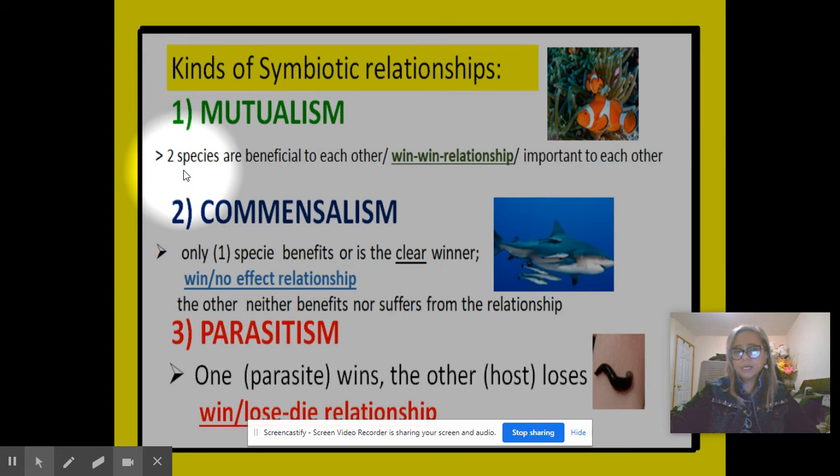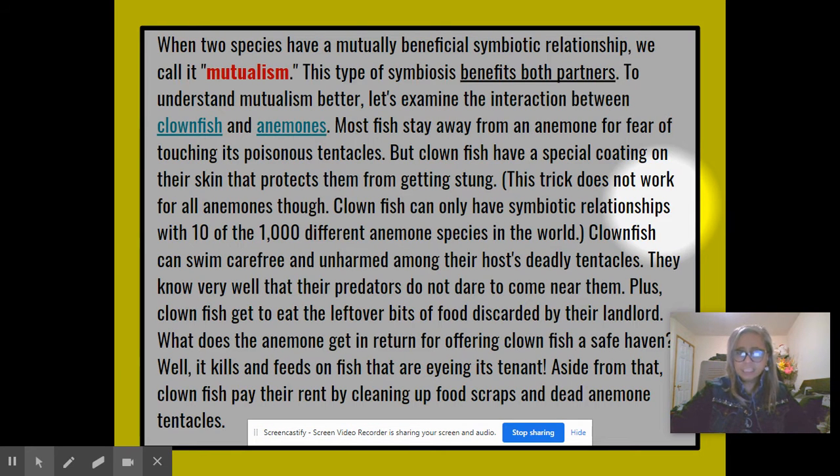This is where two species are beneficial to each other. It's a win-win relationship, and they are important to each other. So how is that? When two species have a mutually beneficial symbiotic relationship, we call it mutualism. This type of symbiosis benefits both partners. Now, to understand mutualism better, let's examine the interaction between a clownfish and anemones.